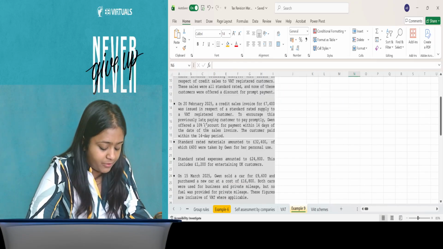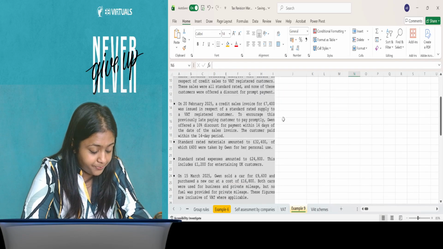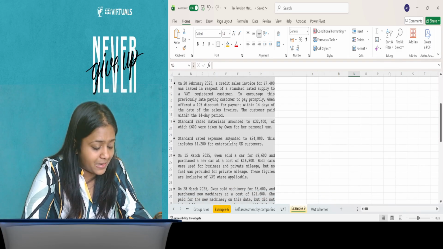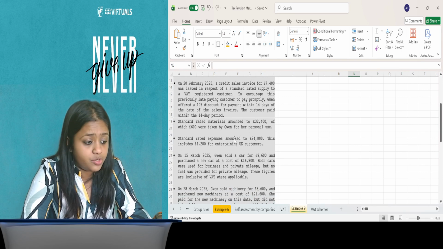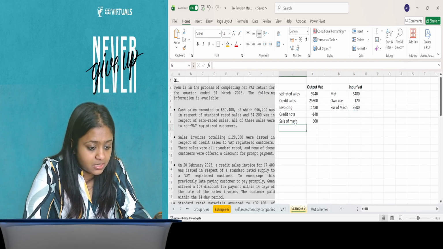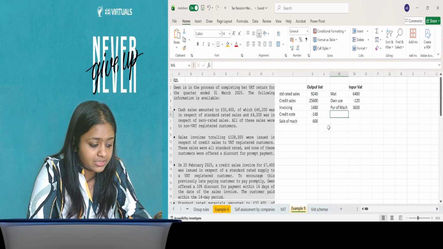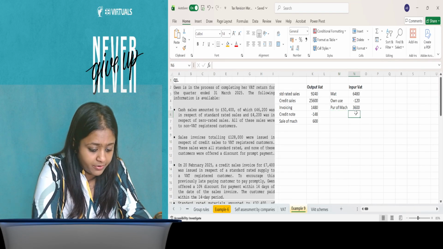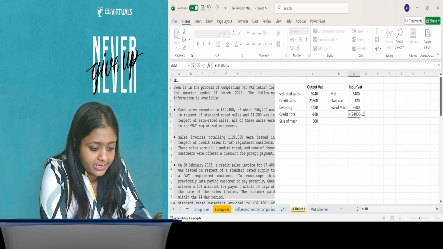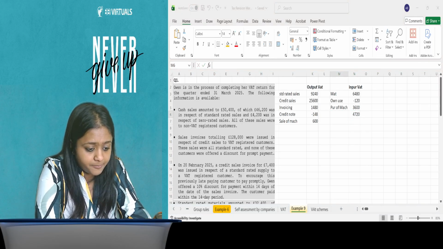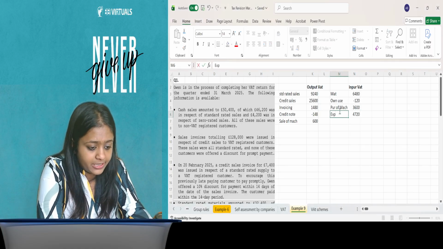Now let's take the ones that we have just left out in between wrongly. Standard rated expenses amounted to 24,800. You can claim input VAT on it. This includes 1200 for entertaining UK customers. So we have to reverse the entertaining of UK customers. So simply I can take here 24,800 less 1200, multiplied by 20%. I can claim input VAT on expenses, right?